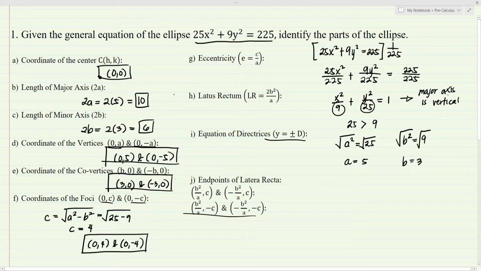Next, for the eccentricity of the ellipse, we have here the equation c over a. c is 4 divided by the value of a, that is 5. Therefore, the eccentricity here would be 0.80.